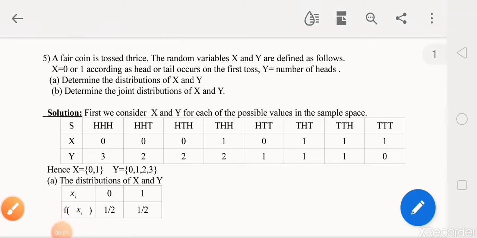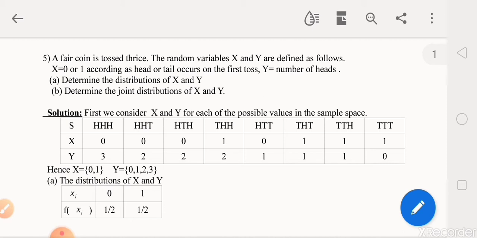Hello students, we will continue with the problems on joint probability distribution. The question is, a fair coin is tossed thrice. The random variables X and Y are defined as follows. X equal to 0 or X equal to 1 according as head or tail occurs on the first toss, and Y is equal to the number of heads. Determine the distributions of X and Y and determine the joint distribution of X and Y.